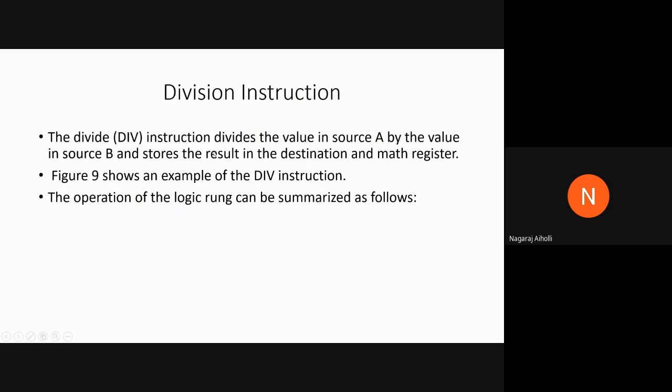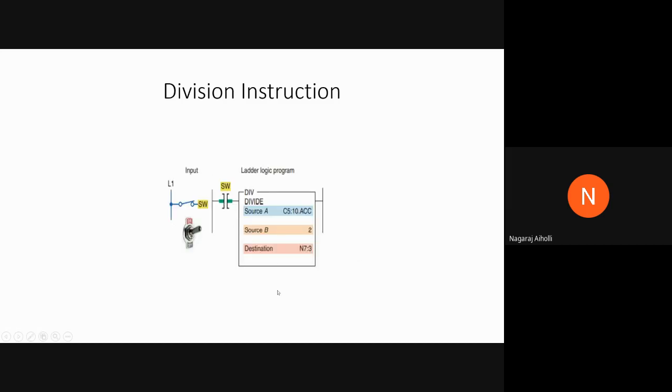Then we will see the working of the division instruction. The DIV instruction divides the value in A by the value in B, and the answer is stored in the destination register. Okay. The next is the example of the DIV instruction. This is a DIV instruction.